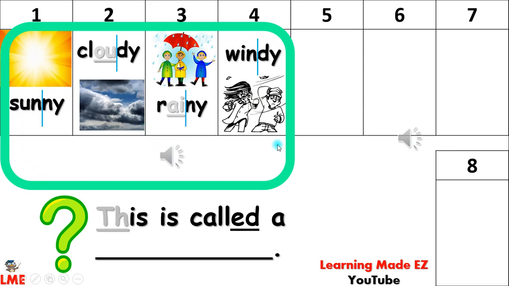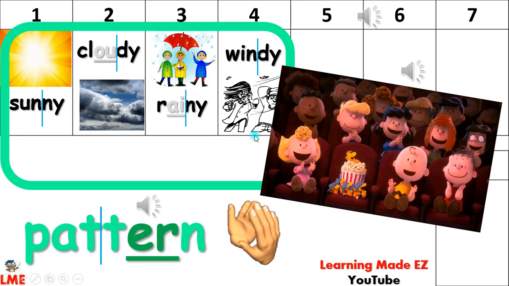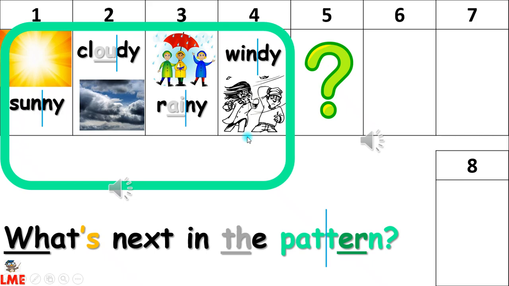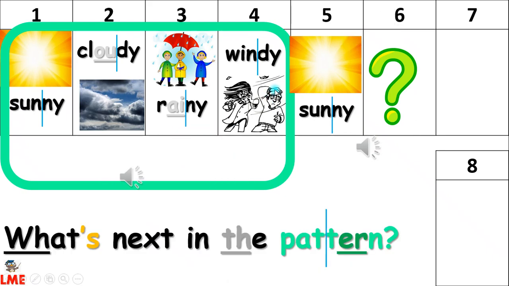Do you know what this is called? You are right. This is called a weather pattern. Can you figure out what's next in the pattern? That was awesome. You got the right answer. Sunny day comes next in the pattern. Can you guess what's next in the pattern?